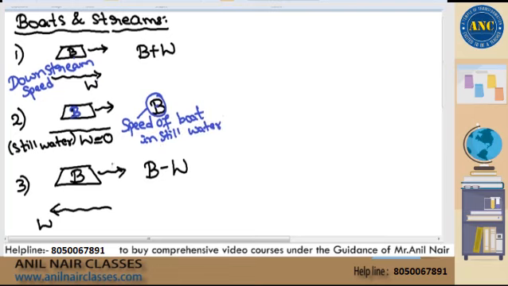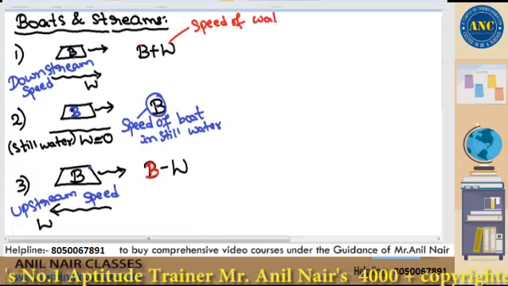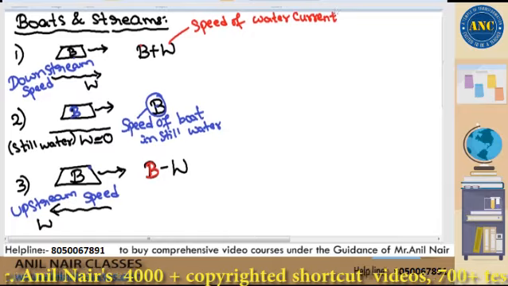And the last scenario is if the boat is moving in the opposite direction to that of water, such kind of speed is called upstream speed, right? That means downstream speed is B plus W, upstream speed is B minus W. B is nothing but the boat in still water. W is nothing but the speed of water current, or some textbooks will give speed of water, some will give speed of current, some will give speed of stream.